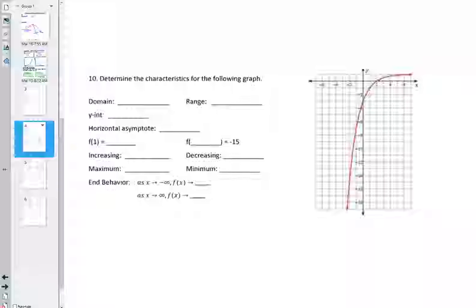So number 10, they want you to determine the characteristics for the graph, right? So let's take a look at this. If you learned anything yesterday, what does this appear to be? Before we start getting into anything specific, what does this appear to be? How many different types of exponential functions are there? There's two, right? Do any of the two look exactly like this? Do any of the two look like this? No.